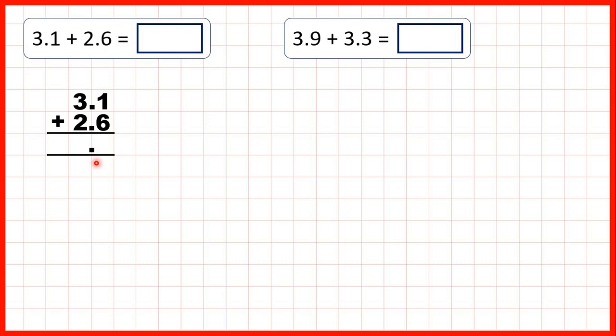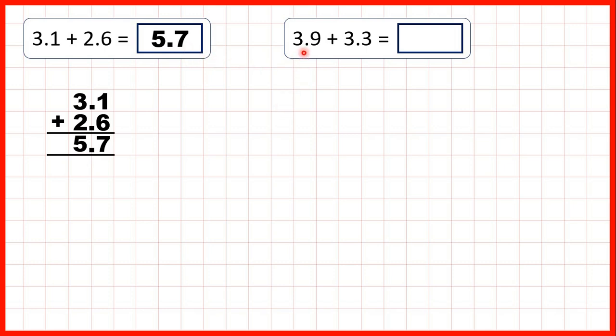Now we can just use column addition, working from right to left, so starting by adding our tenths. 1 plus 6 is 7, and now we can move on to our ones column, and 3 plus 2 is 5, so our answer is 5.7.